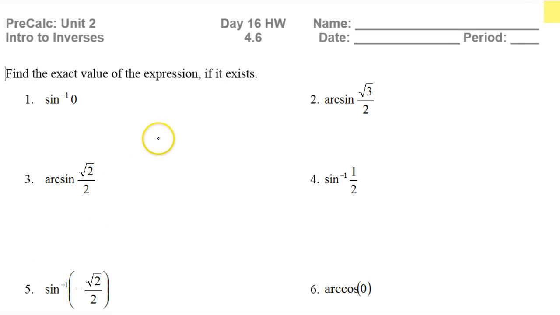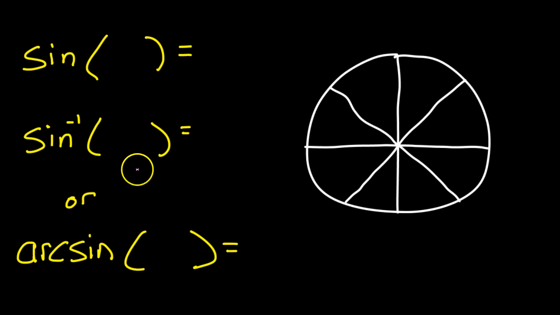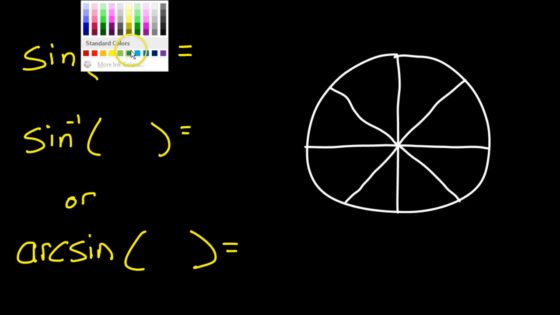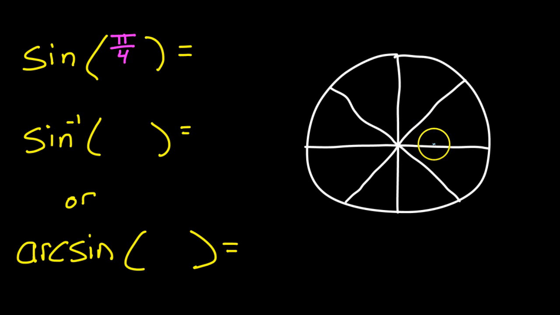In this video, I am going to show you how to evaluate inverse trig functions. Now, in the past, we have answered questions like this. Consider the unit circle. I could ask you, what is the sine of pi over 4? Okay, and so here's pi over 4 right here. And we learned that the sine of pi over 4 is 1 over radical 2, or some people like to say radical 2 over 2.